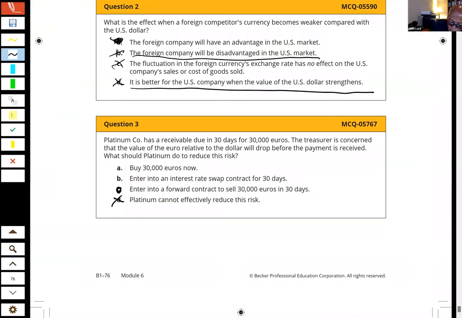Well, you buy 30,000 euros now and do what? Look at them. It's the worry of the euros that we're going to get in the future that we want to protect. So, enter into an interest rate swap contract for 30 days. I have no idea what that would do, because that's trying to protect us against some sort of interest rate risk. This is currency risk. And so we enter a contract to sell 30,000 euros at the current exchange rate, so we protect ourselves if things move against us later, which pretty much 73% of us got right.